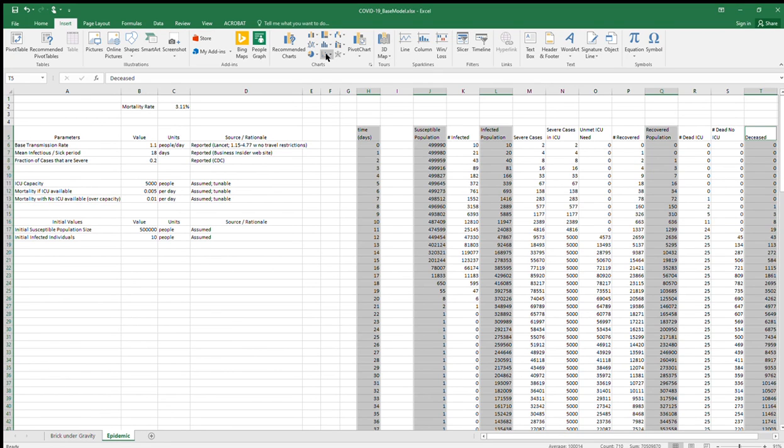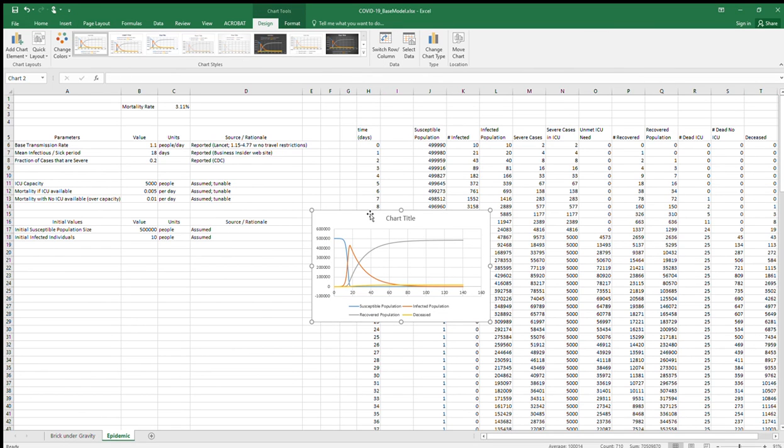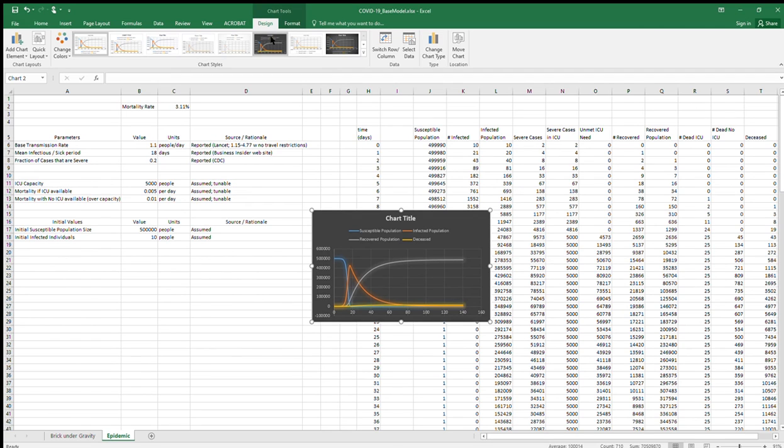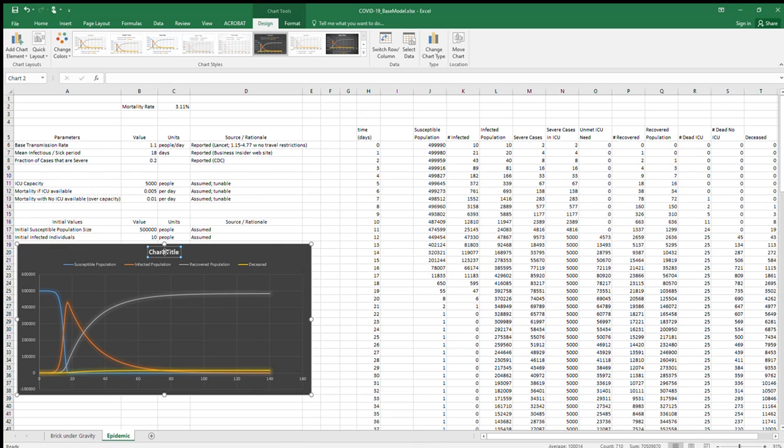In this case, all of the different populations should be treated as Y data. Most spreadsheets like this are fairly intuitive and well designed to the point where if you select one column, the first column is your X data, and every subsequent column is going to be treated as an independent set of Y data. So that's a handsome looking graph. Blow that up so that we can see it well. Give it a nice title.